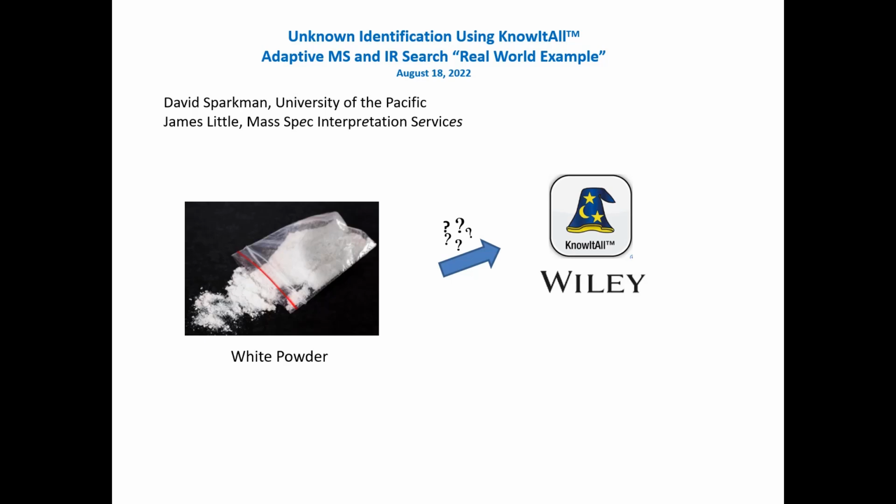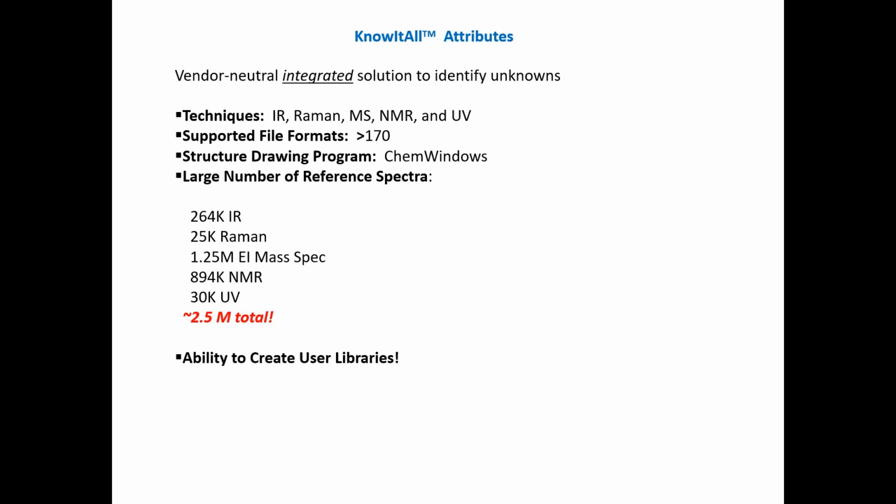It's a very exciting new software application that allows you to identify things that you couldn't identify with the standard identity search. KnowItAll is a vendor-neutral integrated solution for identifying unknowns. It uses a variety of techniques. Today we'll discuss the infrared and the mass spec applications for identifying unknowns, but it does many others also.